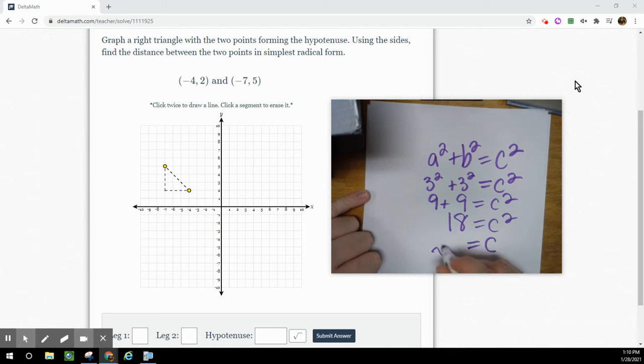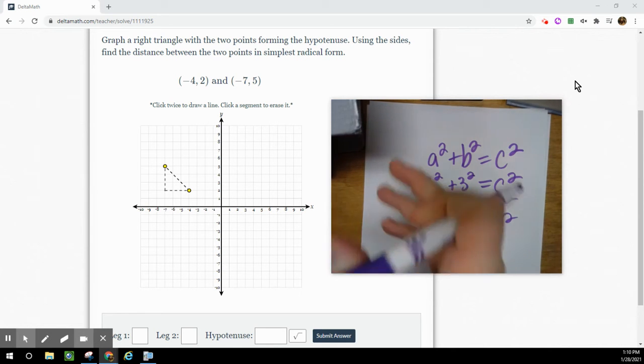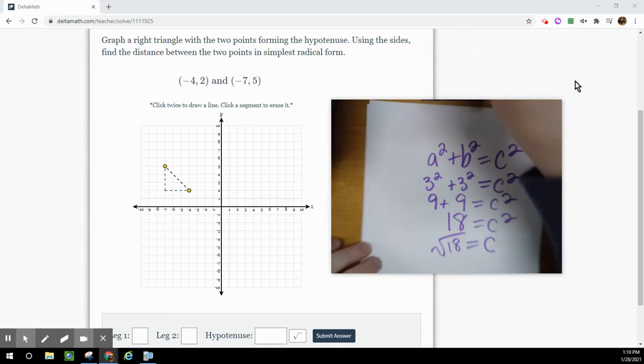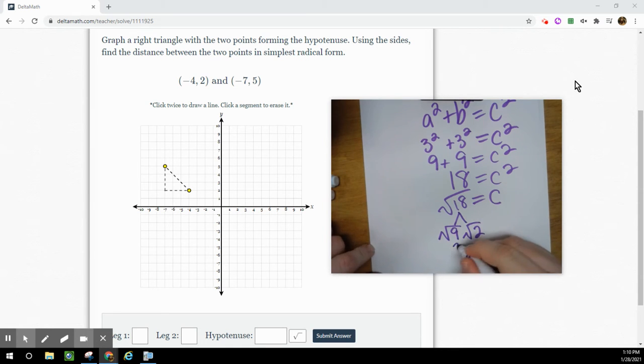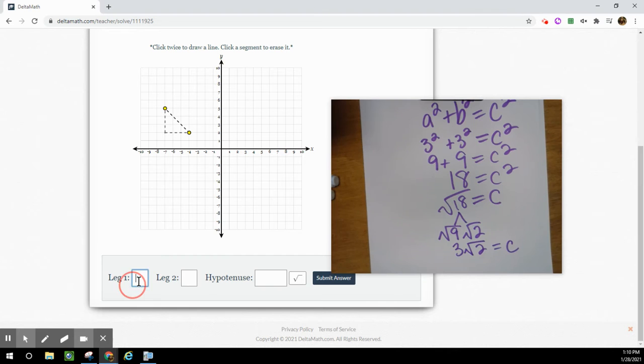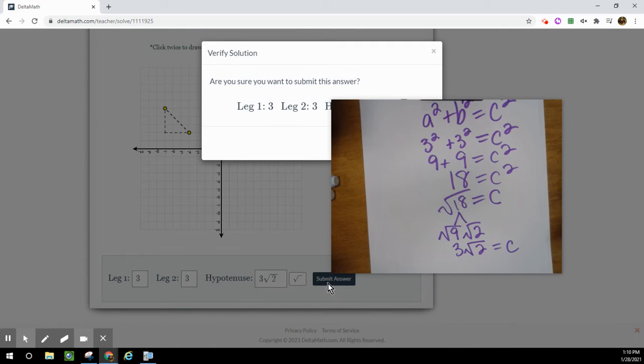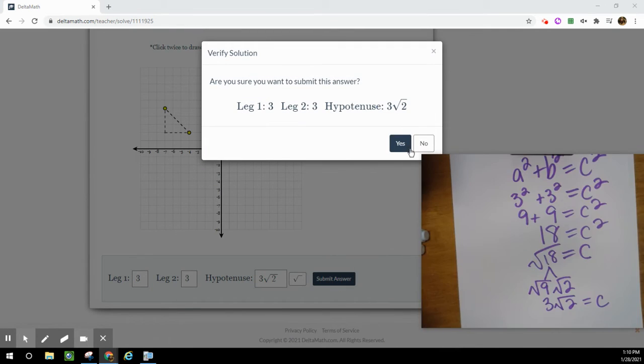So the square root of 18 is in radical form, but it's not in simplest radical form. To get it in simplest radical form, we're going to have to divide out any perfect squares. So we know that this could break down into 9 and 2. So this is going to be 3 times the square root of 2 for the hypotenuse. So down below, we put leg 1 is 3, leg 2 is 3, and then 3 square root 2 is going to be the answer for the hypotenuse.